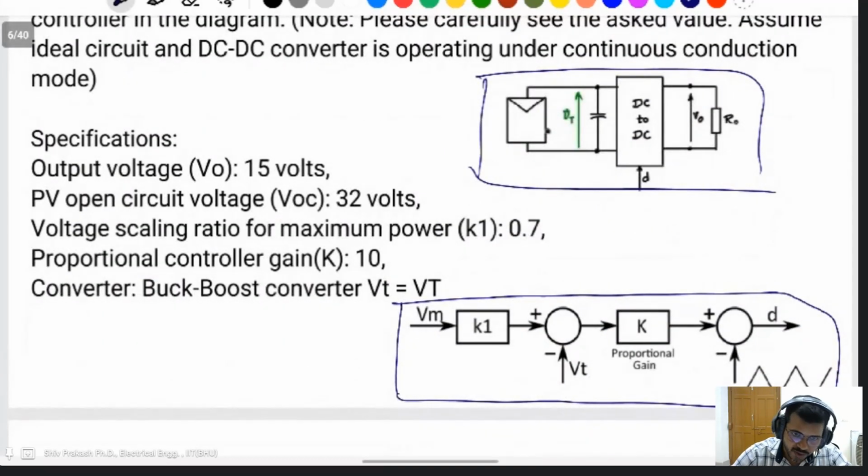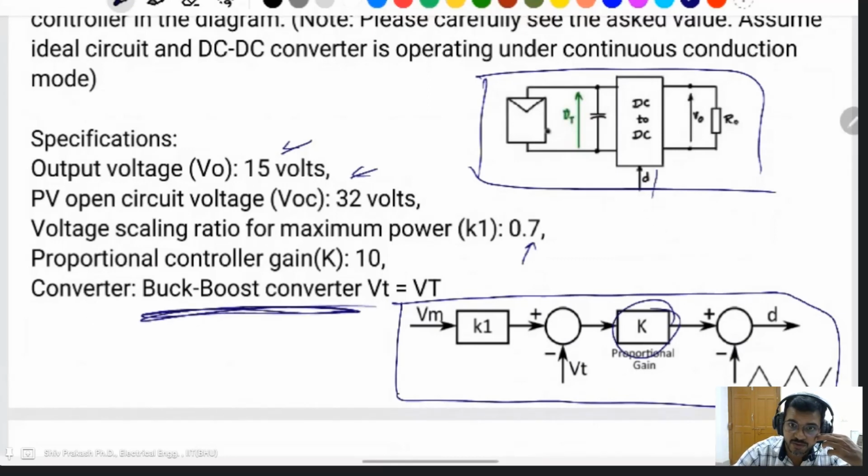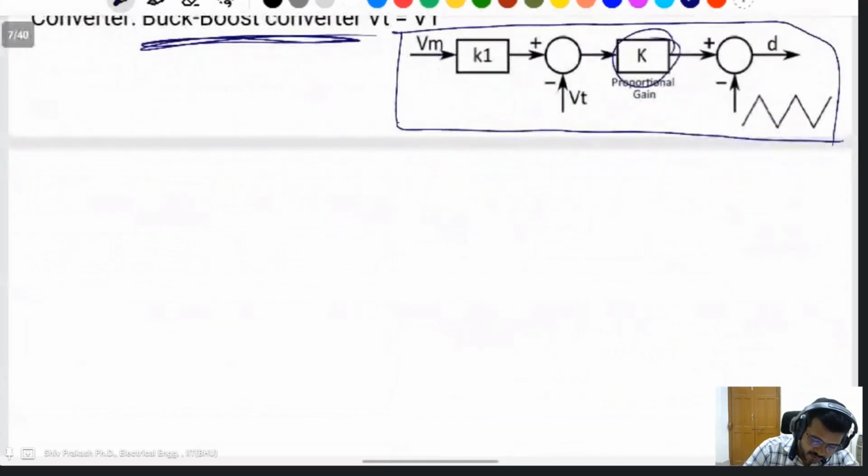Specification is also given for the solar panel, solar system. Output voltage is given as 15 volt. Open circuit voltage is given as 32 volt. Voltage scaling ratio is given as 0.7. Proportional gain of the controller is also given as 10. Then the converter is a buck-boost converter. The DC-DC converter is a buck-boost converter. Vm is given as K for the voltage scaling method.